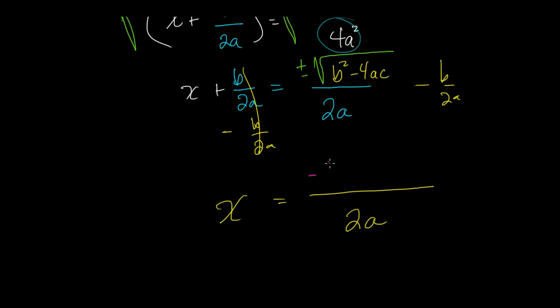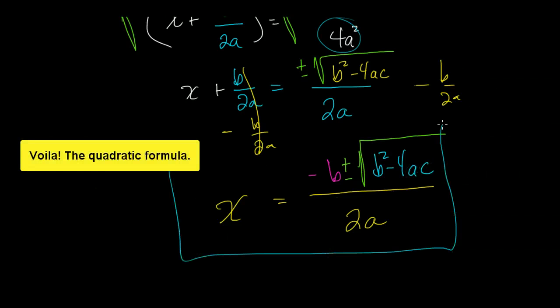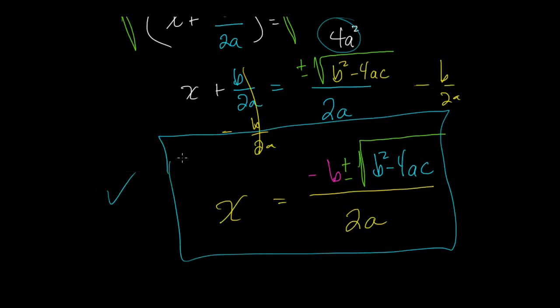It'll be negative b plus or minus the square root of b squared minus 4ac, and all of that is over 2a. This is x at the roots. This is the quadratic formula.